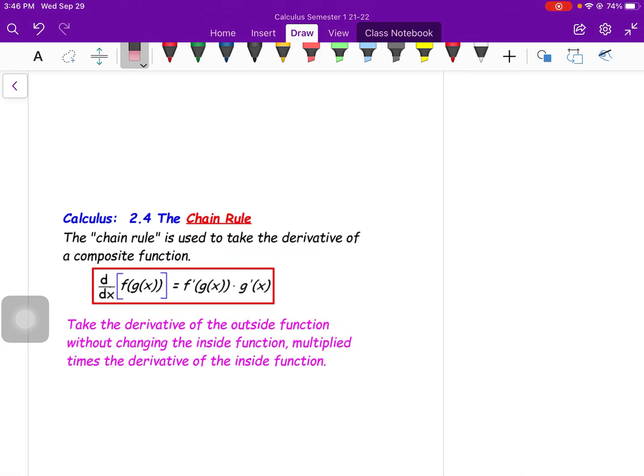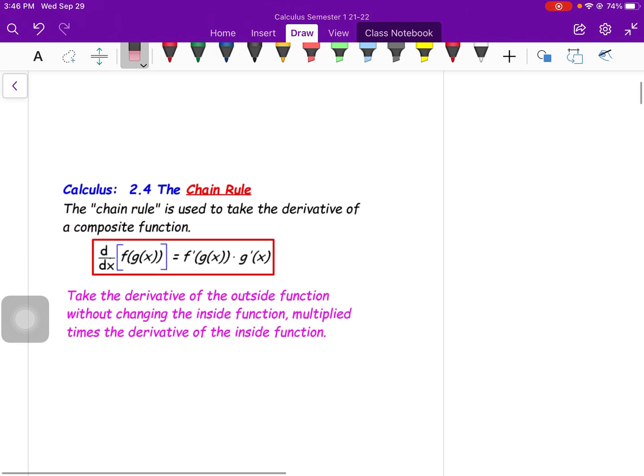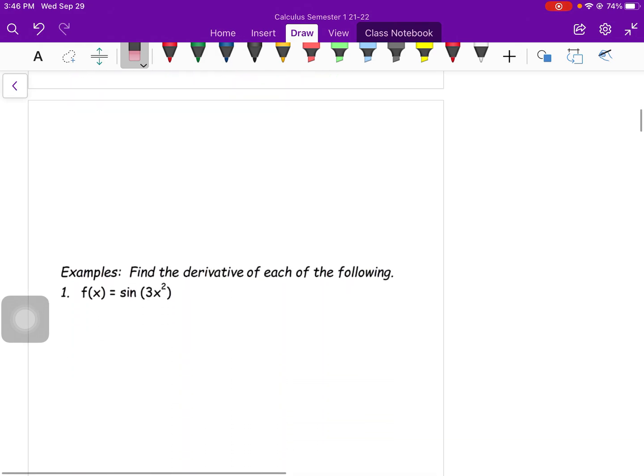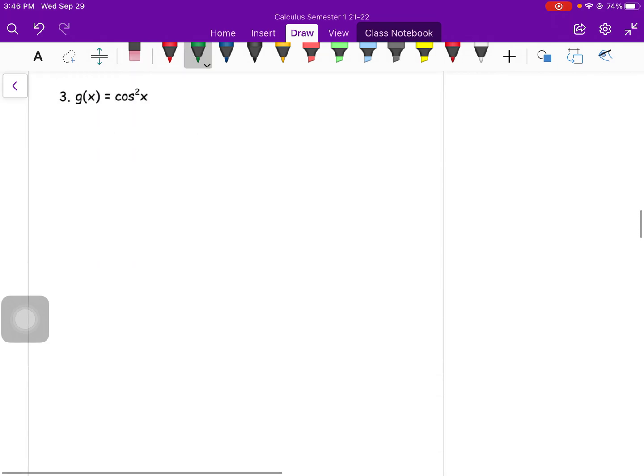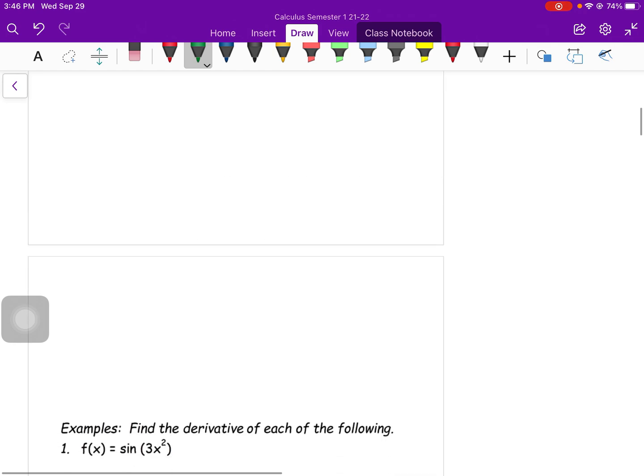Welcome to section 2.4. This is the chain rule for taking the derivative of a function inside of a function. So we kind of have to think of outside functions and inside functions with this piece. So to start with, we have to think of what is our outside function, what is our inside function. And I bumped a button, I apologize.